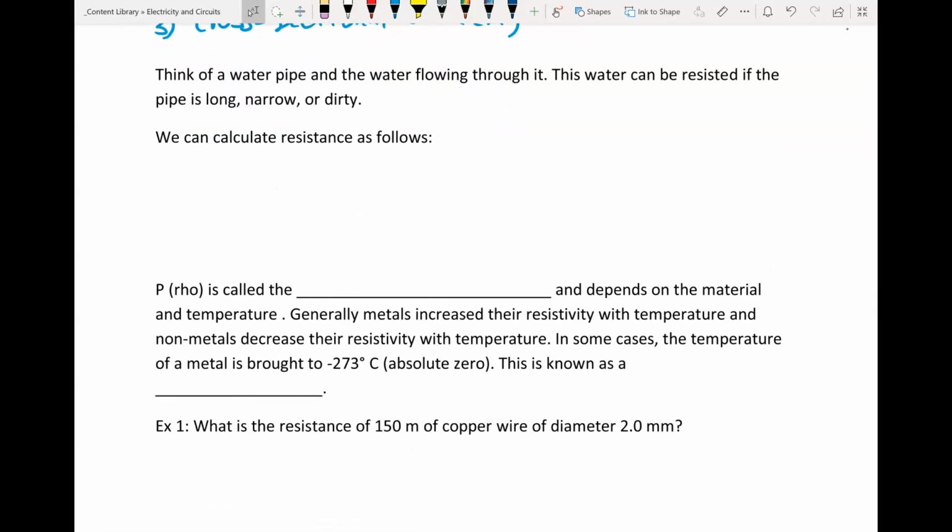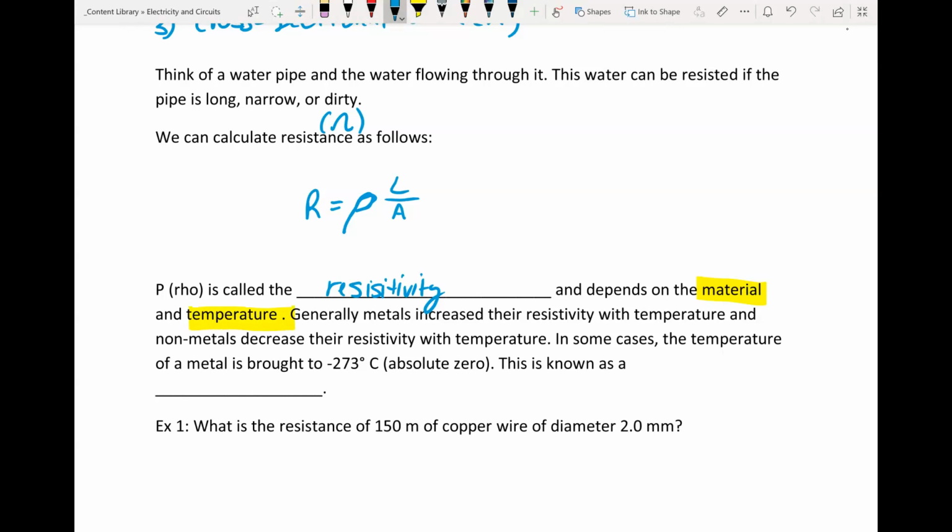We can calculate resistance as follows. Remember, resistance has unit of ohms. So R is equal to rho, and it looks kind of like a P like this, times the length over the area. So rho is called the resistivity, and it depends on the material and the temperature.